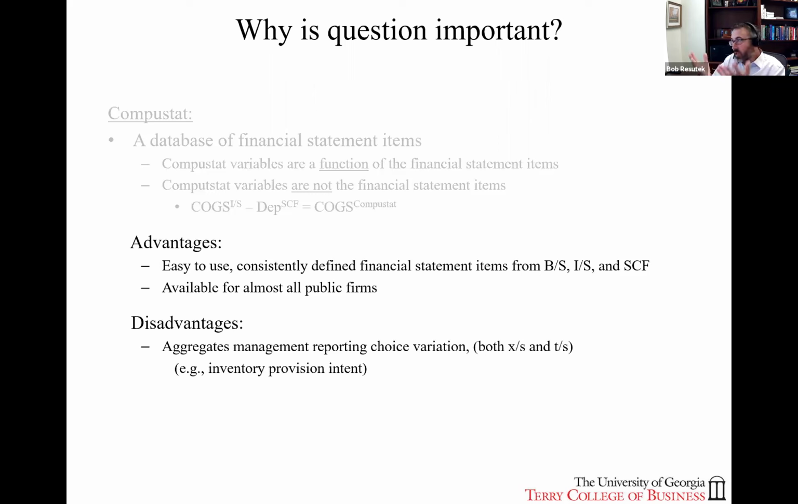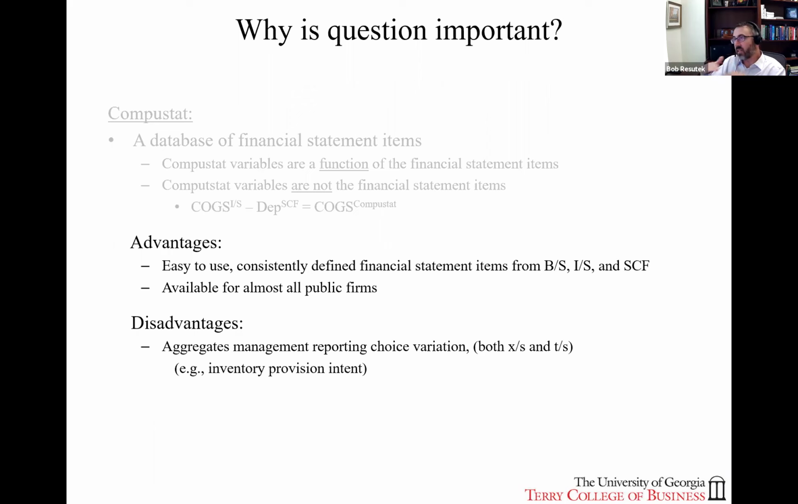Well, especially for accruals and for other items, CompuStat, because of how it needs to standardize the data, is going to aggregate a lot of manager reporting choice variation into these catch-all variables. And this happens both cross-sectionally and in time series. In the beginning of the paper, we write about how all these different accounting rules just get lumped into this catch-all variable.